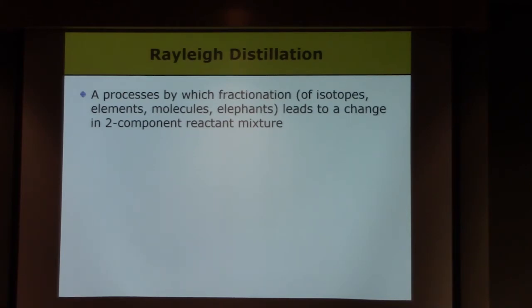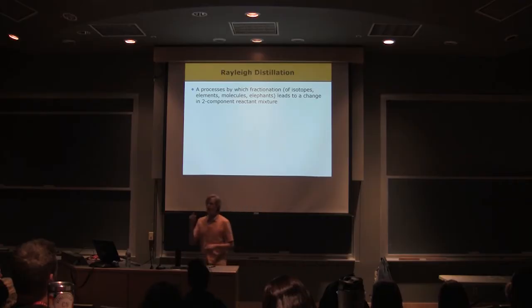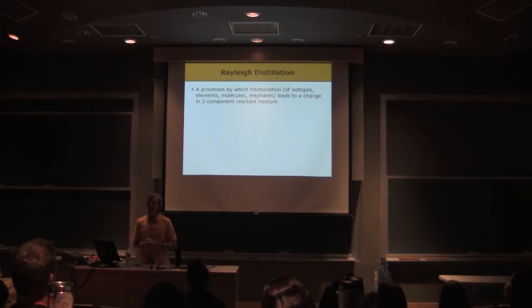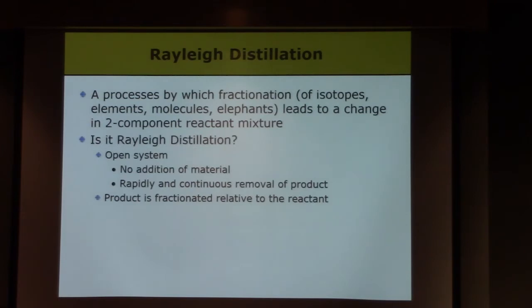It's just a mathematical expression to describe how the composition of a mixture evolves as you remove material from it, where there is discrimination, fractionation, for isotopes. So the stuff you're removing has a different composition than the stuff you start with. So is it Rayleigh distillation? We can think about various different systems.